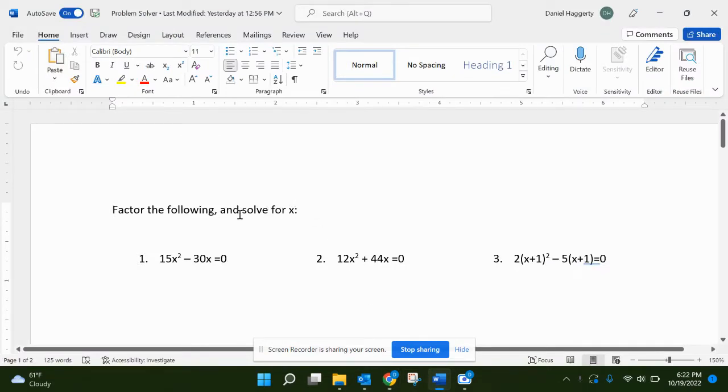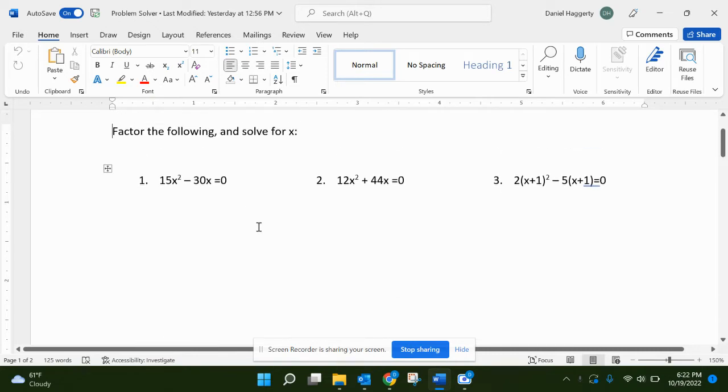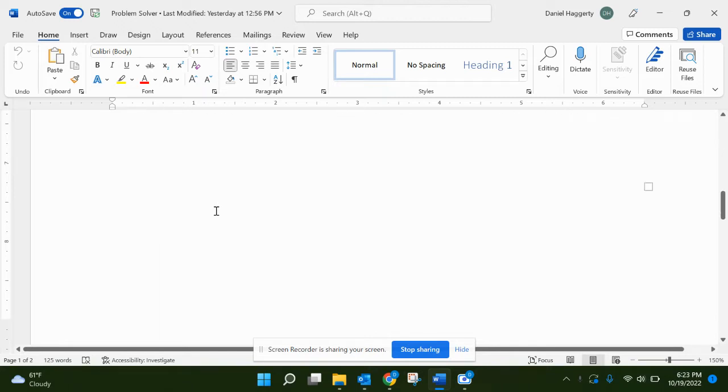This first thing that we're looking at is factor the following and solve for x. This is basically what your guys' assignment was on that was due on Wednesday. If you haven't turned in that assignment, can you please give it to the sub at the end of this lesson? Okay, so you don't have to move right now. You can give it to the sub at the end of this lesson.